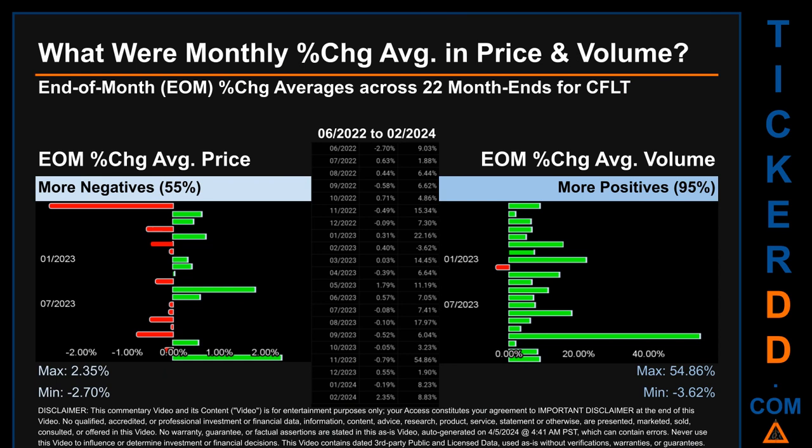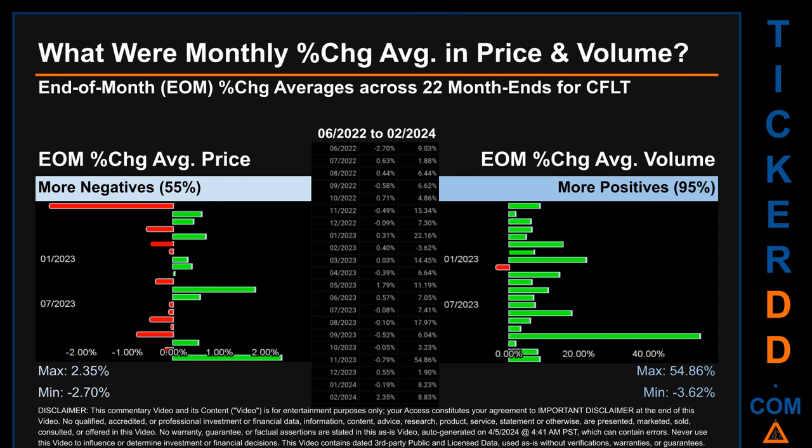From 06-2022 to 02-2024, out of 22 month ends, 12 had a negative percentage change in average price. Meaning 55% of month ends saw a negative percentage change in average price. In terms of volume, 21 out of 22 month ends had a positive percentage change. That is 95% of month ends saw a positive percentage change in average volume.